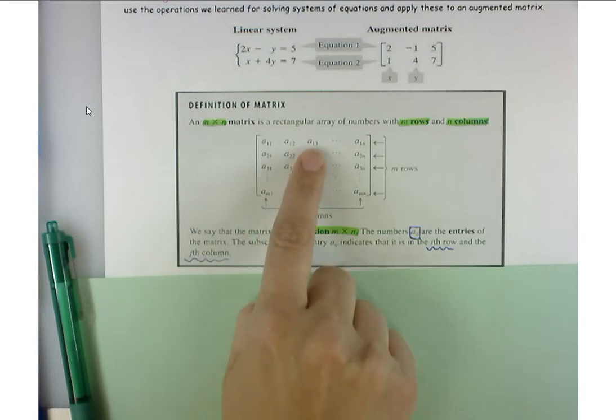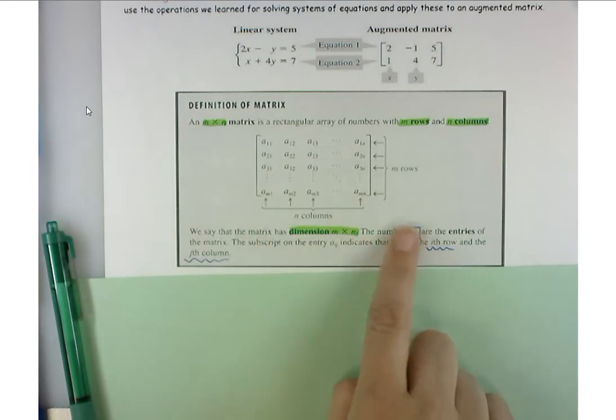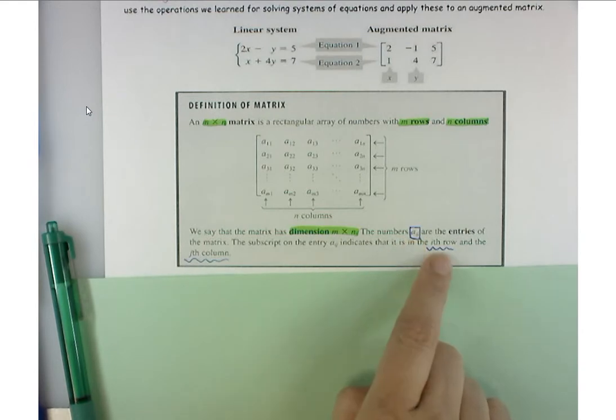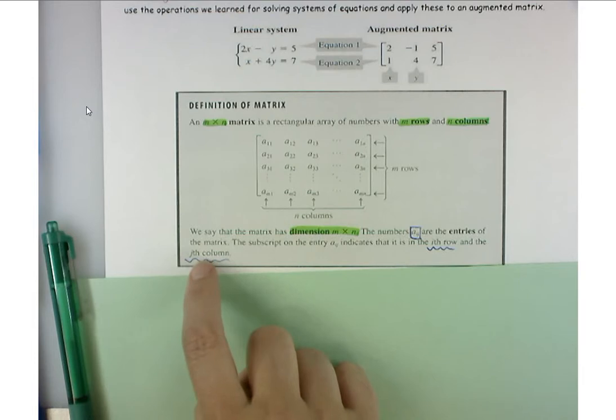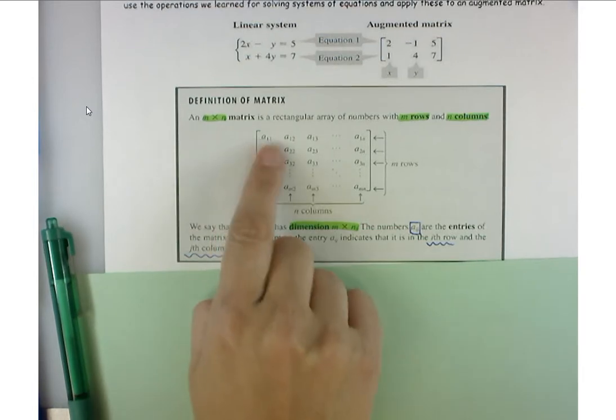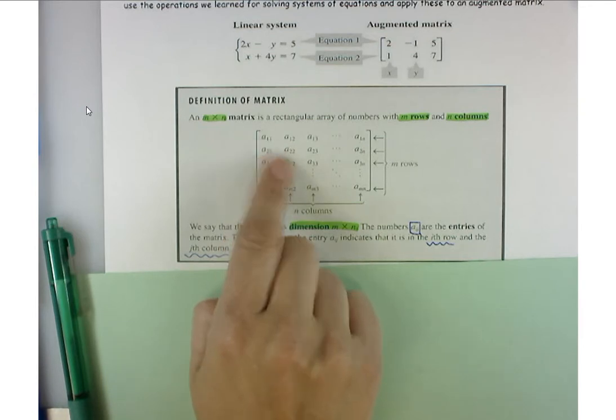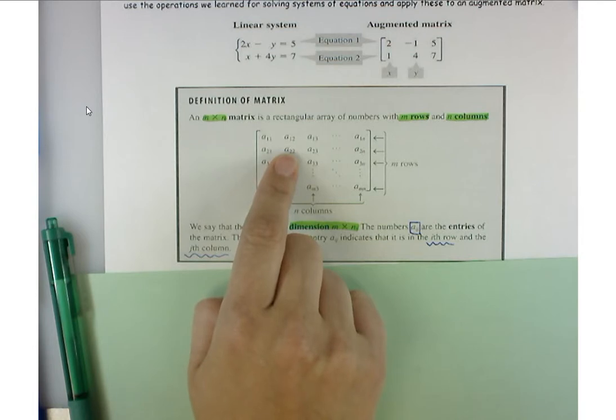We say that those entries are in the form of a sub ij, where i is the row and j is the column. So a11 represents the term in the first row and the first column. What would a22 represent? Second row, second column. So the term in the second row, second column.